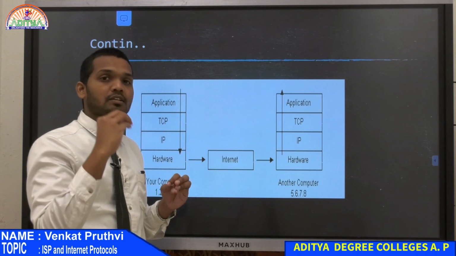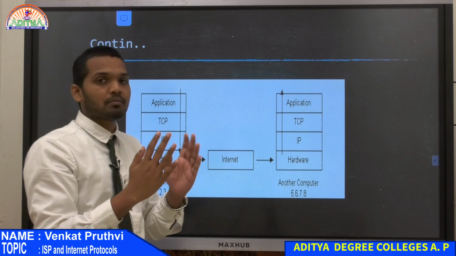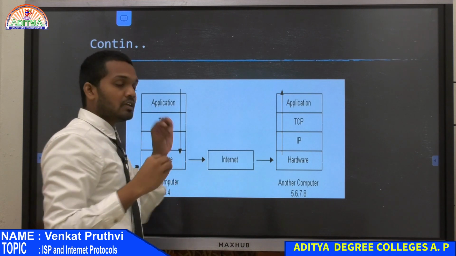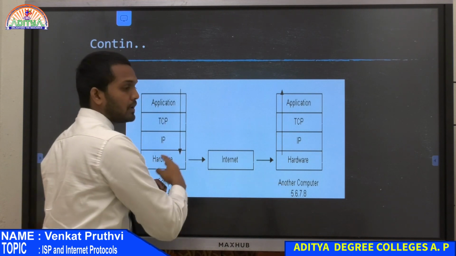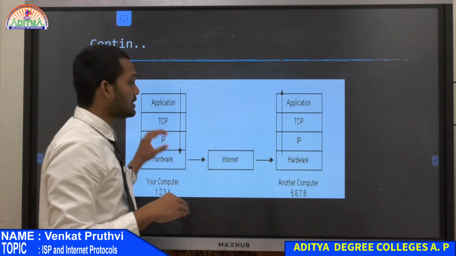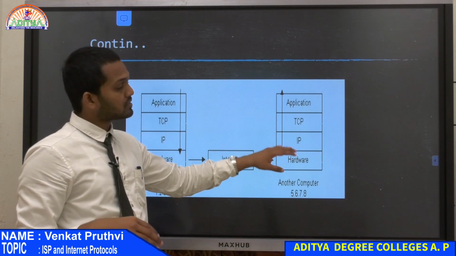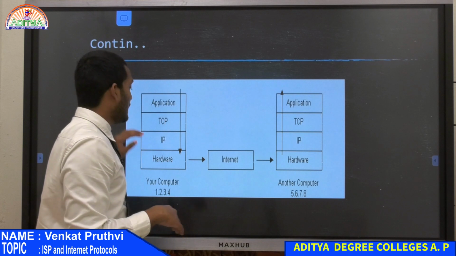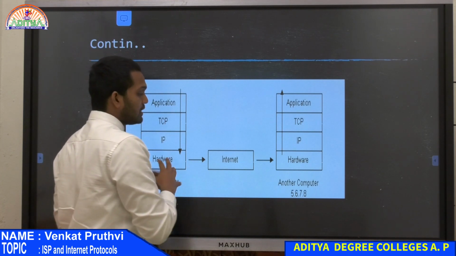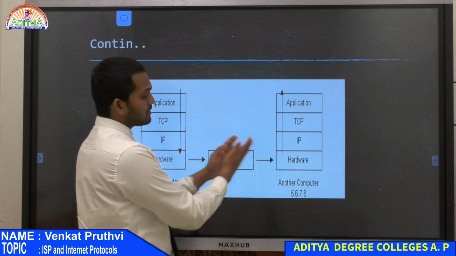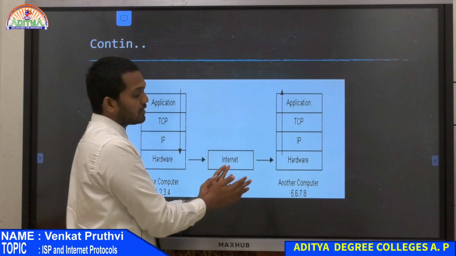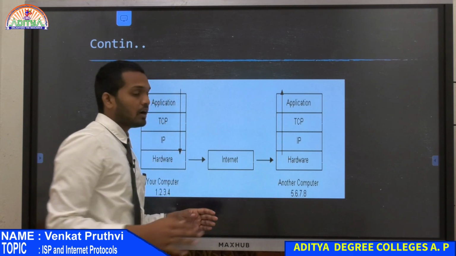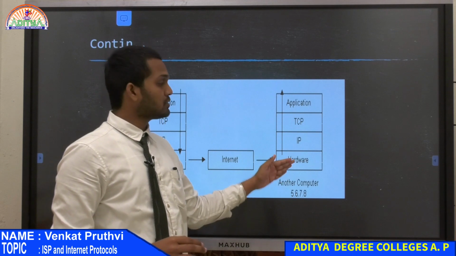We have 10 packets of 10 KB each for that 1 MB file. For each 10 KB packet, it is assigning the same IP address so that all the packets will safely reach the destination address. Then when it goes to the hardware layer, it is converting those into electronic signals, and when it is going through the internet, at the hardware layer it will convert these electronic signals back into the text.